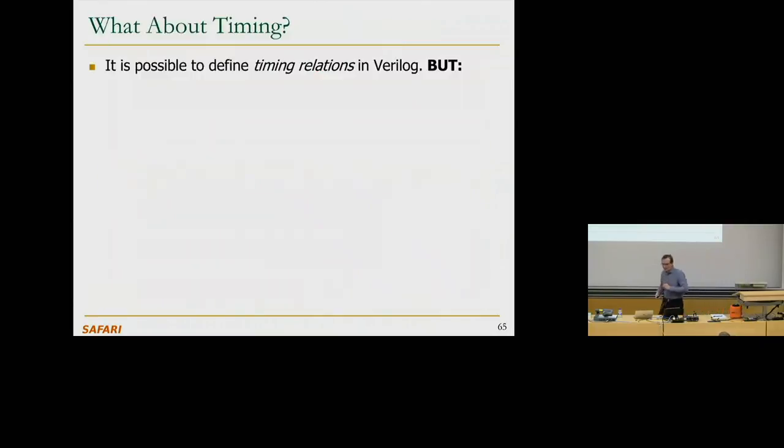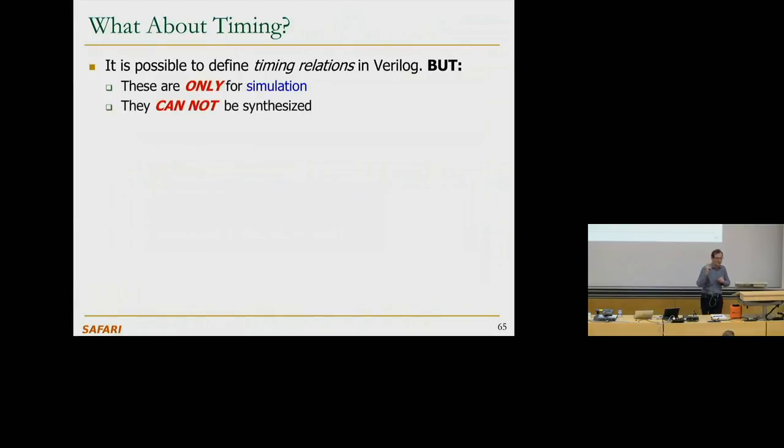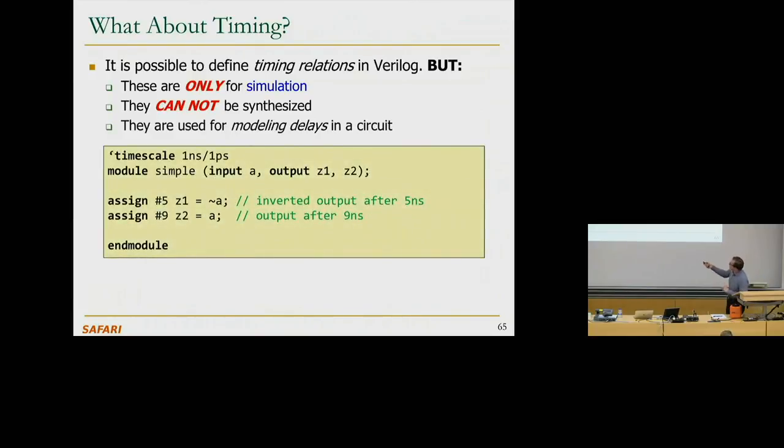Okay, what about timing? We're going to talk about timing. You can possibly define timing relations, but these are only for simulation. They cannot be synthesized. We will see that. Timing is the subject of tomorrow. But these are used for modeling delays in a circuit. So for example, you can assign a time scale, say that this takes 1 nanosecond, and then this statement takes effect after 5 nanoseconds over here, after 5 time steps.